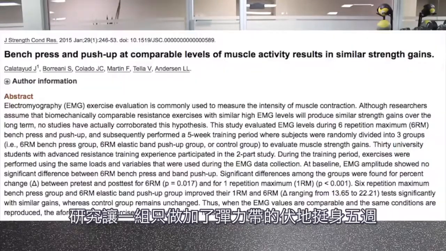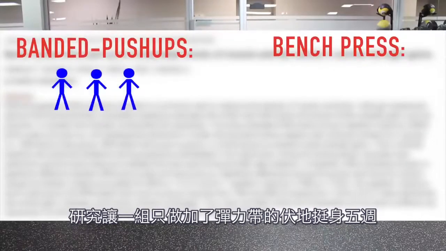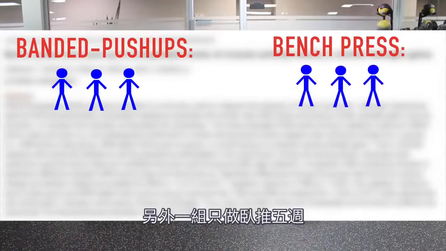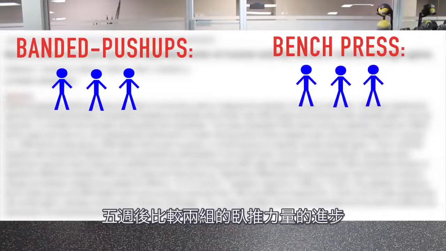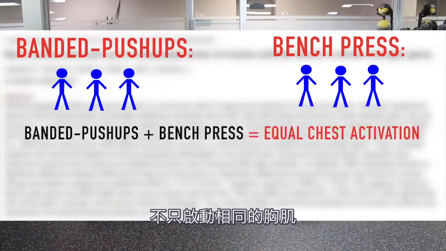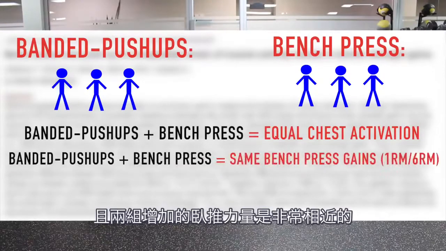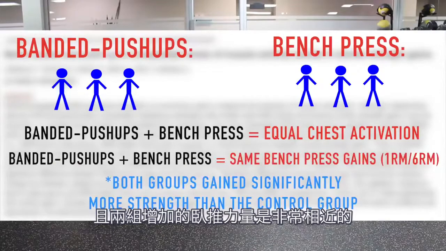A study by Anderson et al. compared banded push-ups with the bench press. They had one group perform only banded push-ups for 5 weeks and another group perform only bench press for 5 weeks, and compared how their bench press strength changed after the 5 weeks were complete. The researchers found that not only did banded push-ups exhibit nearly identical chest activation when compared to the bench press, but both groups resulted in very similar bench press strength gains over the 5 weeks.